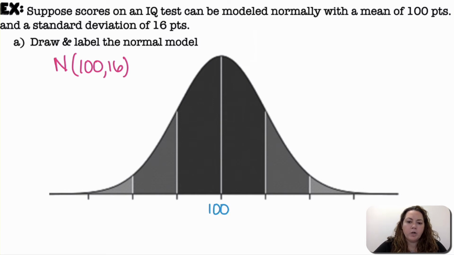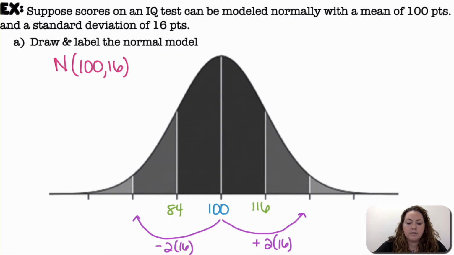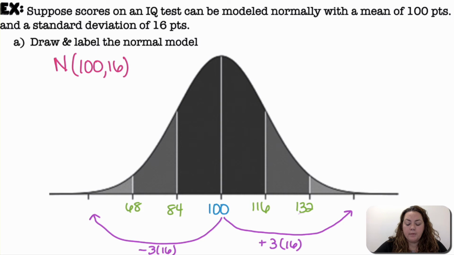I'm going to start by putting 100 directly in the center. As I move to the right, I'm going to add 16 each time. As I move to the left, I'm going to subtract 16 each time. All right, and then again, I'm going to add 2 times 16, or add 16 to the one I just had before, subtract 16 again, and I get these values here. And then one more time, I'm going to add 3 standard deviations to the mean and subtract 3 standard deviations from the mean to get those values.